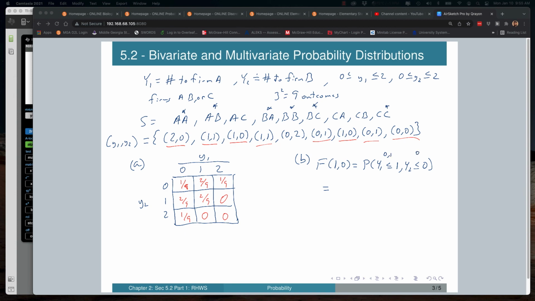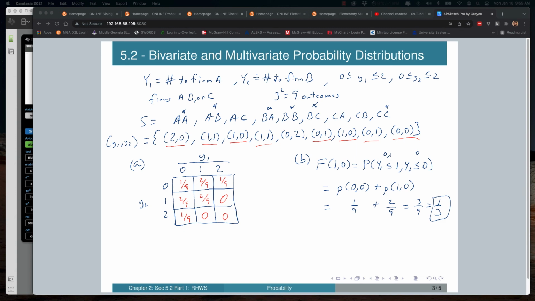So we're just making the ordered pairs P of 0, 0 plus the P of 1, 0, and that's all we need there, and that was 1/9 plus 2/9 equals 3/9 or 1/3. Okay, so that's pretty much the first problem.